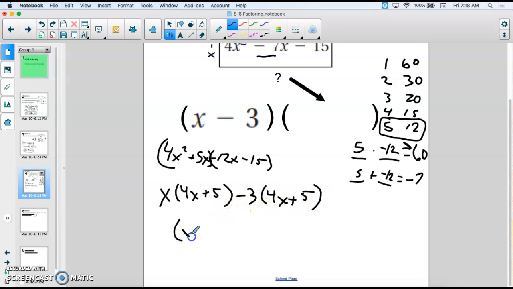Okay. Our last step is to put them together. x minus 3, x minus 3. We got it. And 4x plus 5. And so that's that missing one, 4x plus 5.